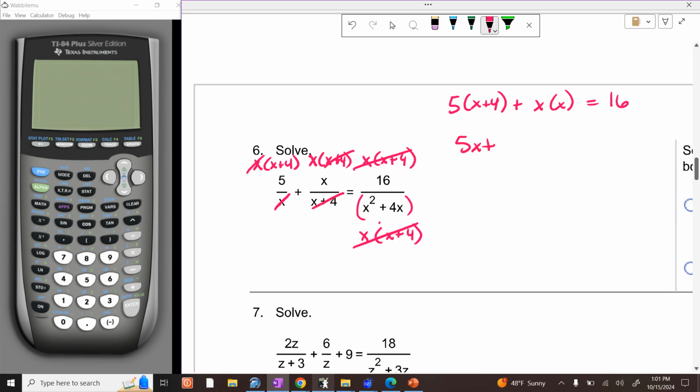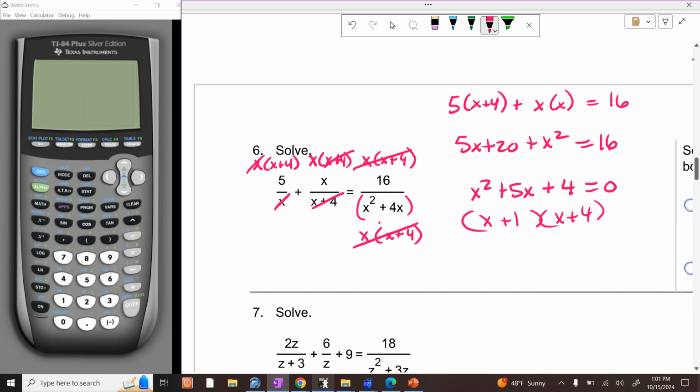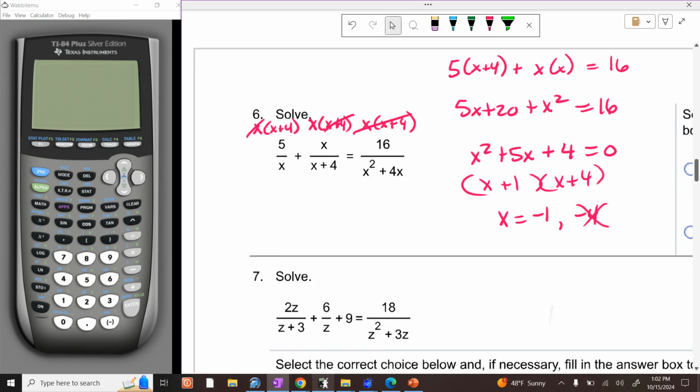So 5x plus 20 plus x squared equals 16. So x squared plus 5x plus 4 equals 0. If we subtract 16 from each side, factor: x plus 1, x plus 4. So the answers are x equals -1 and -4. Can you see right now one of them's an extraneous solution? Which one would be an extraneous solution right off the bat? -4, because if you stick that in, it'll give you a 0 in the denominator. Okay?